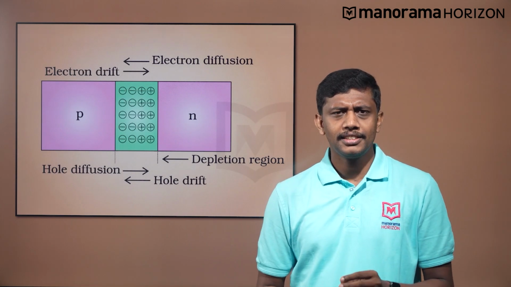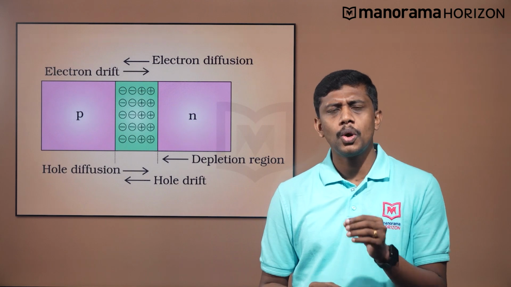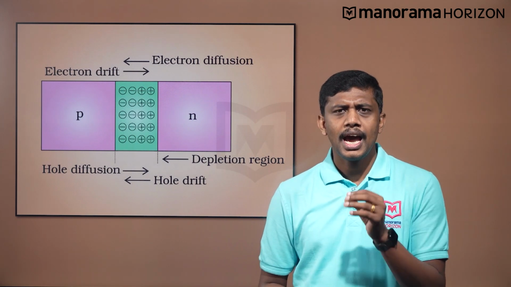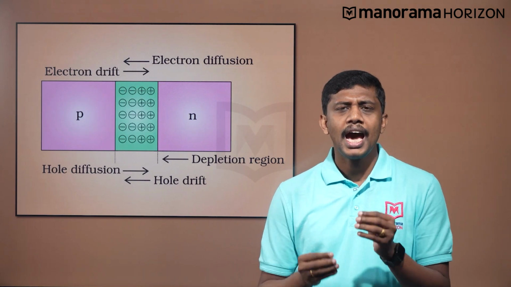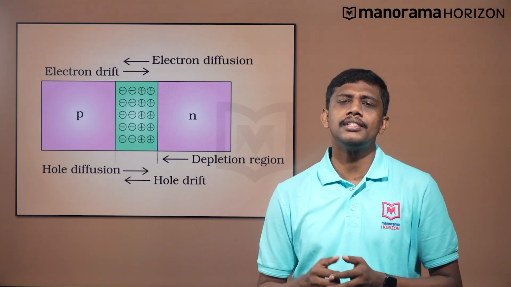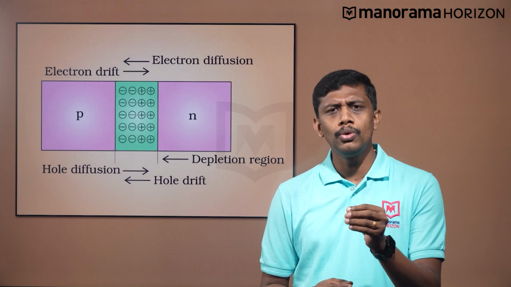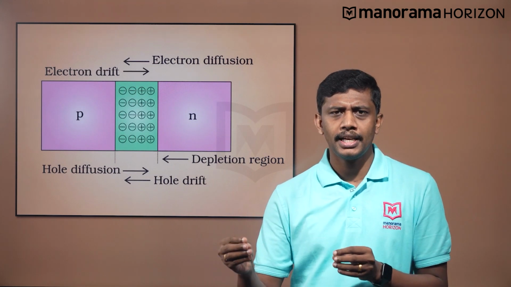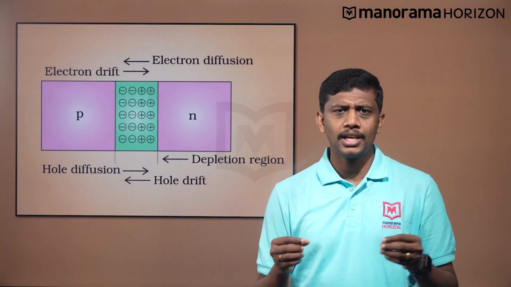Next, let's discuss drift current. Due to the positive space charge region on N side of the junction and negative space charge region on the P side of the junction, an electric field directed from positive charge towards negative charge develops. Because of this electric field, electrons move from the P side to the N side of the junction and holes move from N side to the P side of the junction.